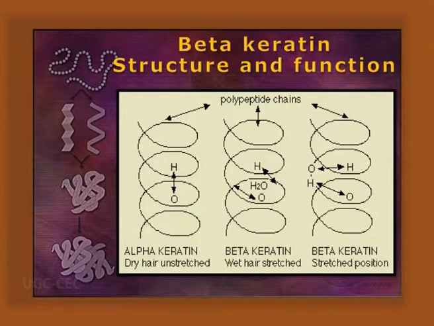Beta keratin. Beta keratin has a beta strand structure, and according to structure and function it is found in reptilian skin, in the stratum corneum of reptilia. We can find their scales, and also in the beaks, and interestingly they actually act as waterproofing, they prevent desiccation.